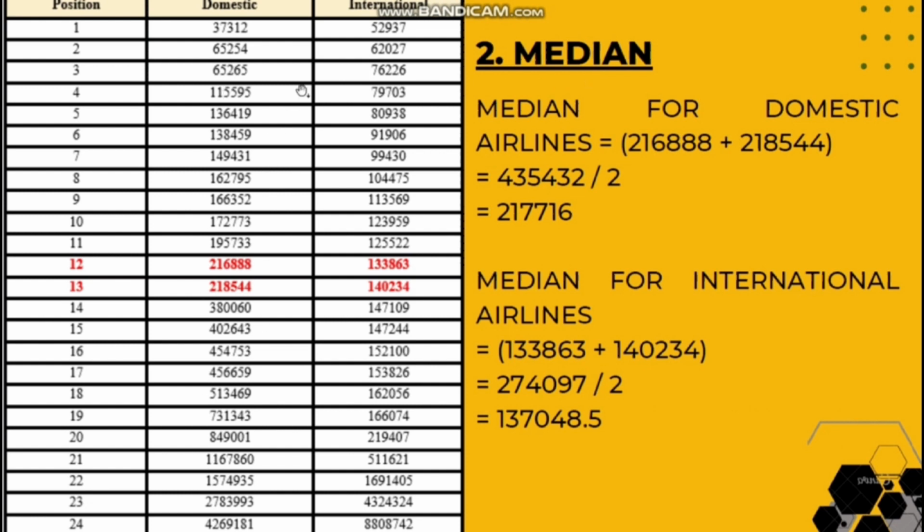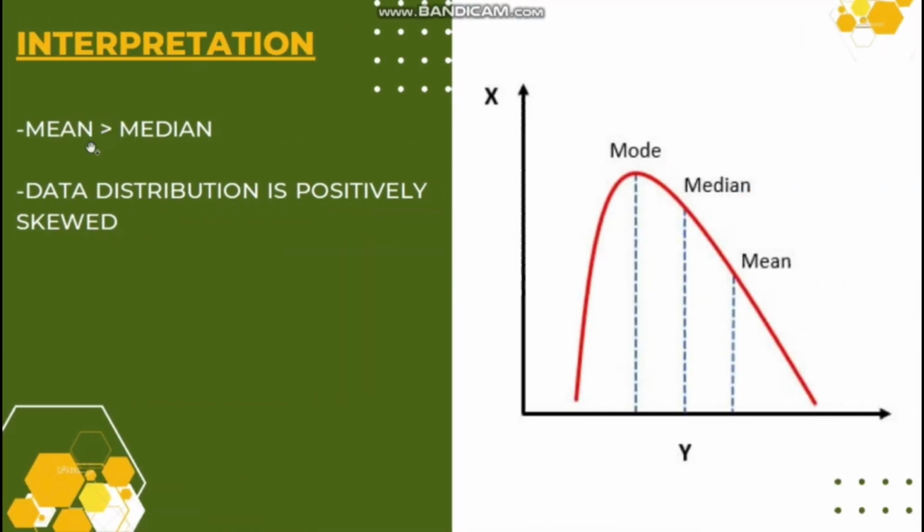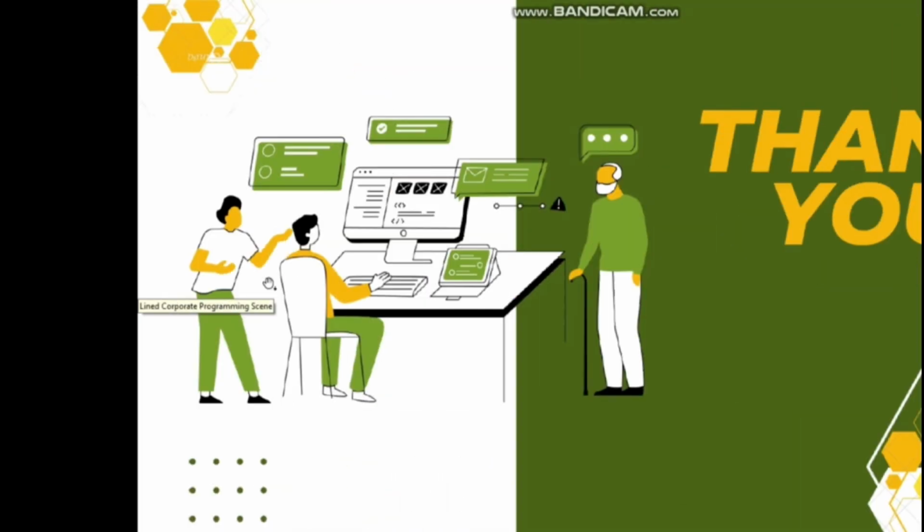Second, the median. To calculate, we arrange the data in ascending order. The sample size of the data is even, so we sum up the two middle values of the data and divide by 2. For the domestic airlines, we got the median of 217,716, and for the international airlines, we got the median of 137,048.5. In conclusion, since the mean for both data is larger than the median, we can say that the data distribution is positively skewed for both data.